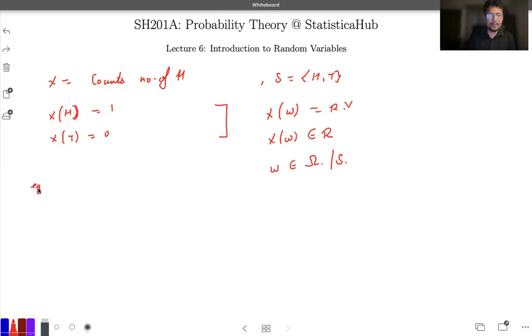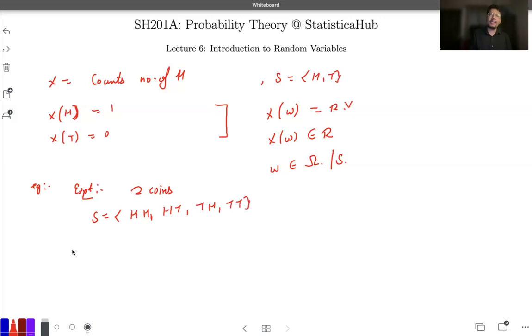You can take another example. Let's say the experiment is something like this: you're tossing up 2 coins. In this case, the sample space will cover head, head; head, tail; tail, head; and tail, tail.